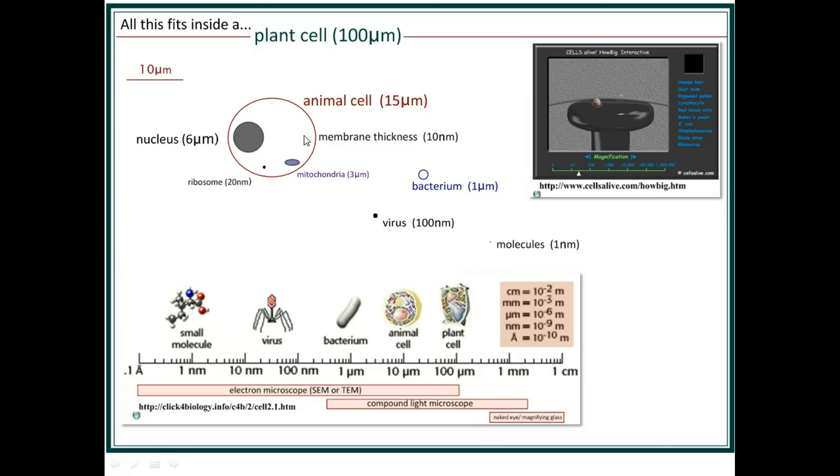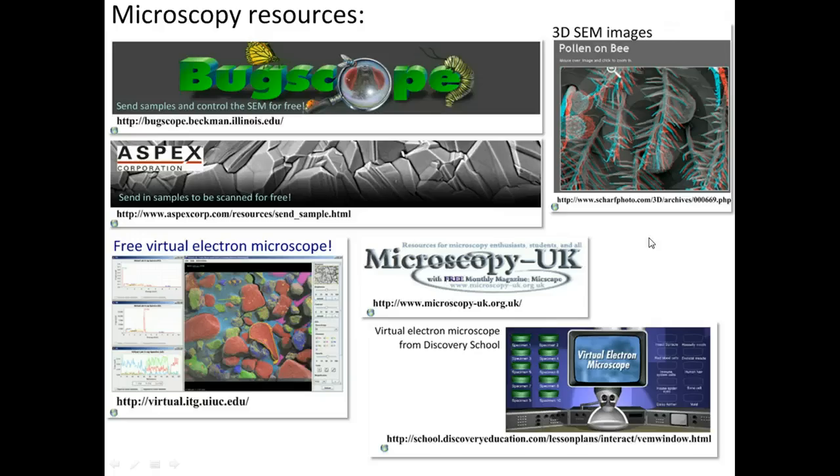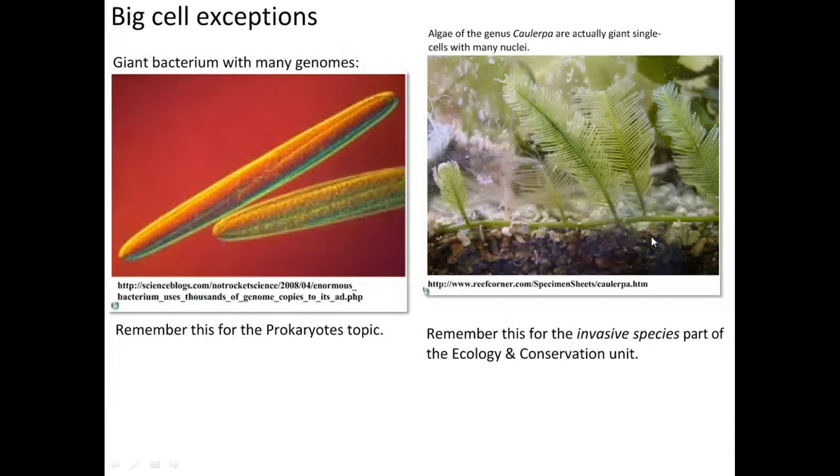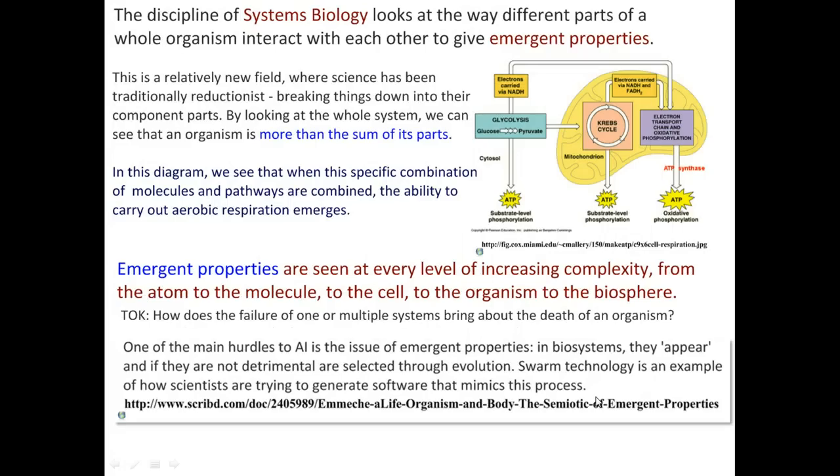So this will actually help you figure out the relative size of these components that you need to know to be able to put in a sequence. And so I highly recommend that you click on this link and explore that website. Here's some more microscopy resources. You can click on any of these links in the PowerPoint. I'm going to skip this. We're going to come back to surface area and volume ratio later. And we're going to skip this as well.